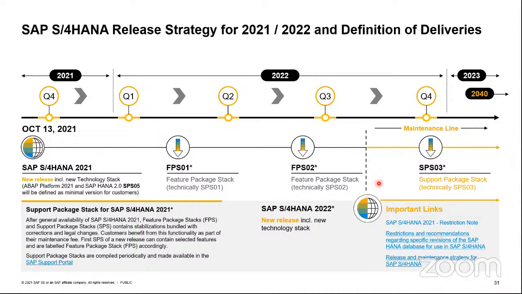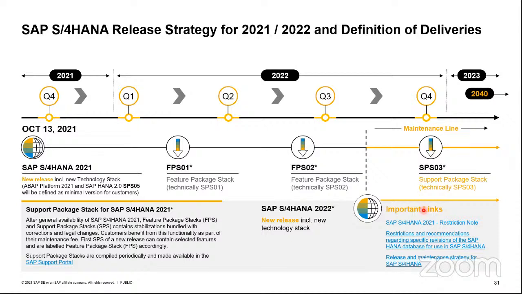After the second stack release, it moves to a maintenance line where it is basically support package stack, not features. So you do not expect that new features will come in through SPSs. They will only be maintenance patches. And that's the broad strategy that applies to all S/4HANA versions.